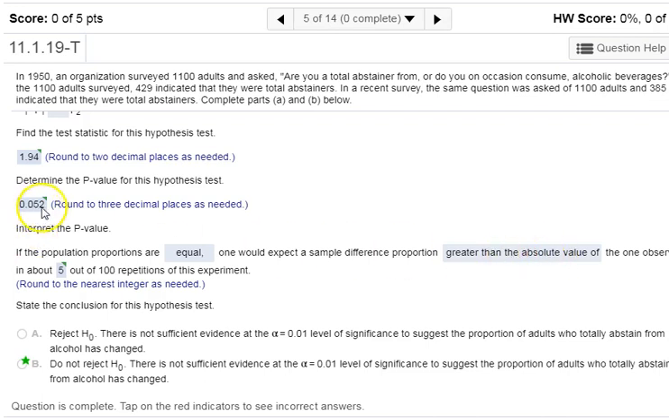And our p-value was right around 5%, and 5% is 5 out of 100. So if we repeated this 100 times, we'd expect results like we got, or even more extreme, 5 out of 100 times.